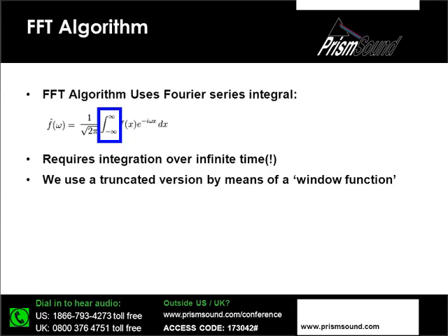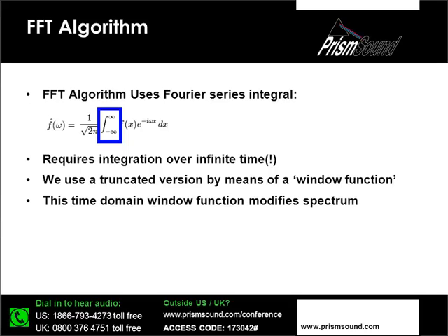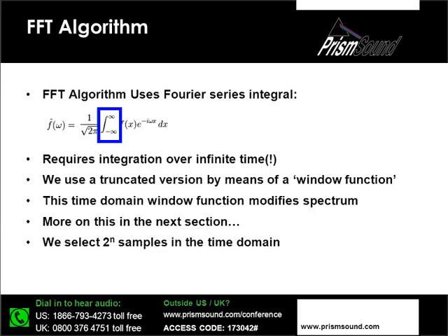So what we do when we employ the FFT process, the FFT algorithm, is we use a truncated version of our time domain signal. So in other words, we don't integrate over an infinite time. We only take a finite number of samples of our audio signal before we then perform the FFT process. This truncation, this selectively choosing a finite number of samples in the time domain, actually modifies the resulting FFT spectrum. And we'll talk about that in a little more detail in the next section.